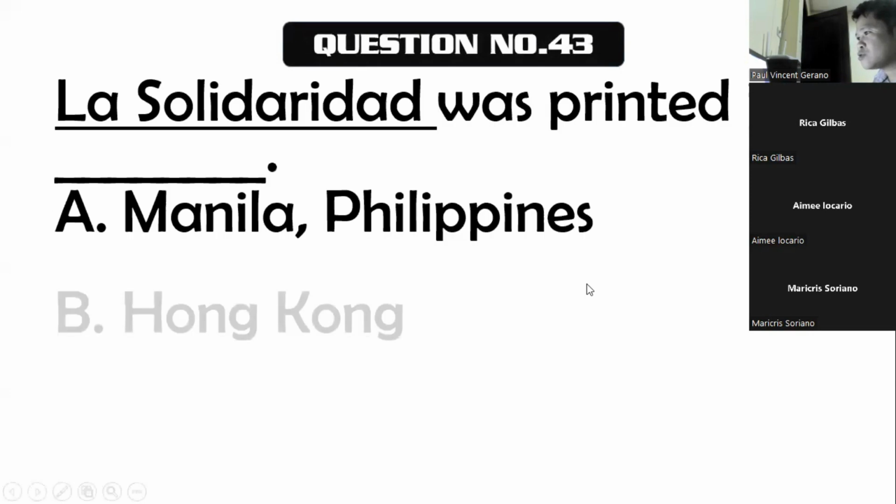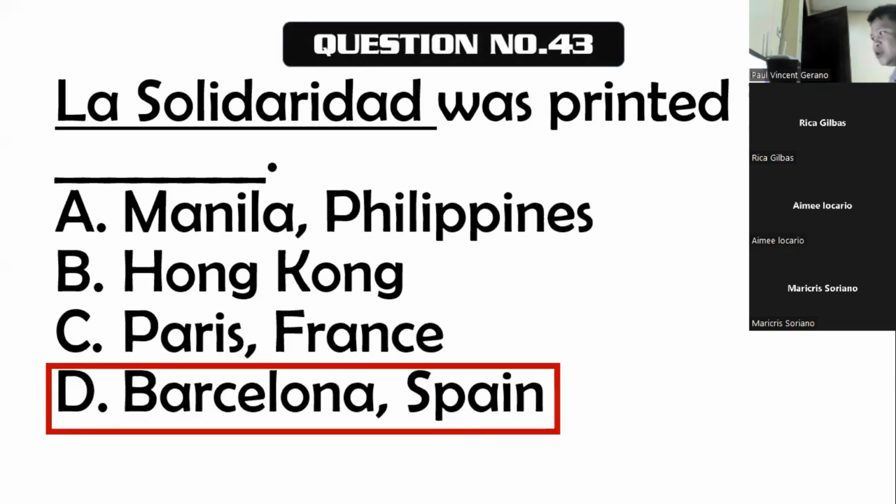43, La Solidaridad, right? It was printed and published in Barcelona, Spain. The first editor of La Solidaridad was Graciano Lopez Jaena, and after that, he was succeeded by Marcelo H. Del Pilar. But it was actually Lopez Jaena who started the leadership of La Solidaridad, being its first editor. Let's continue.